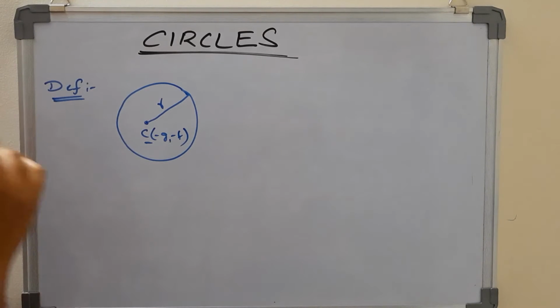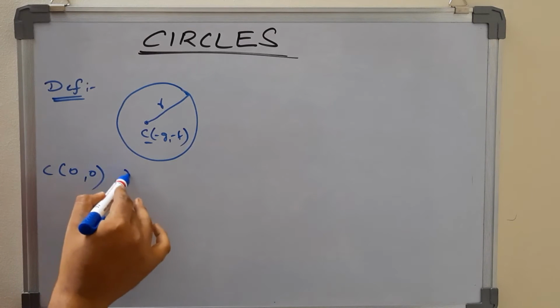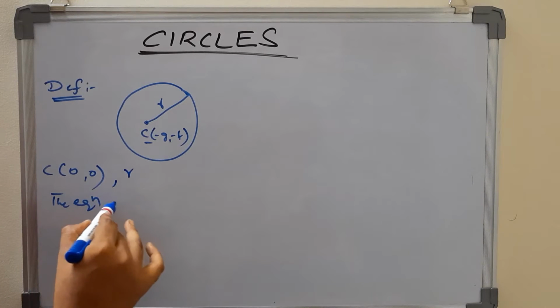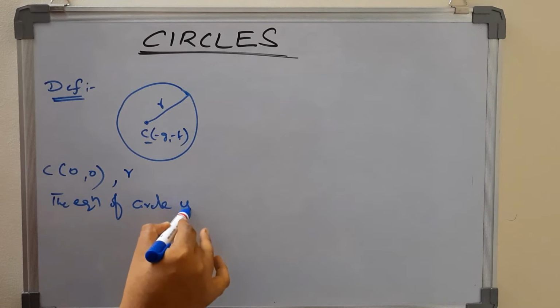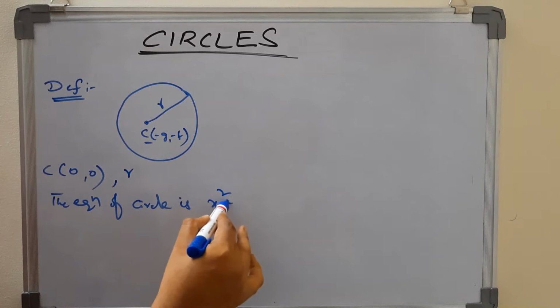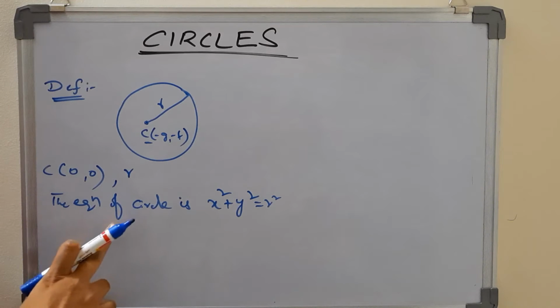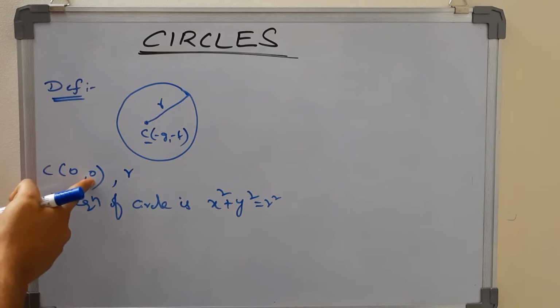Okay, with center 0 comma 0 and radius r, the equation of circle can be written as x square plus y square is equals to r square. This is the equation of this circle whenever the center is located at origin 0 comma 0 and the radius is r.